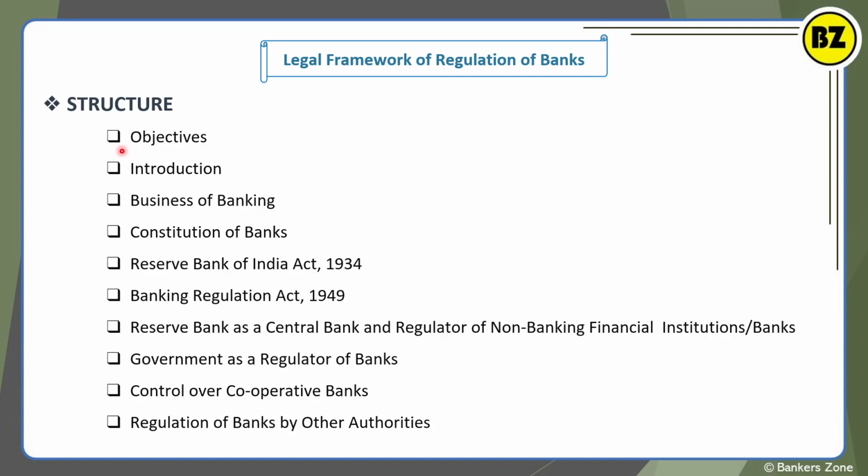See, we have the objective, introduction, business of banking, constitution of a bank, RBI Act, then Banking Regulation Act 1949, Reserve Bank and the Reserve Bank as a central bank and the regulator for the NBFC, government as the regulator of the bank, control over the cooperative banks and regulation of a bank by other authority. Okay, this is the structure of this chapter.